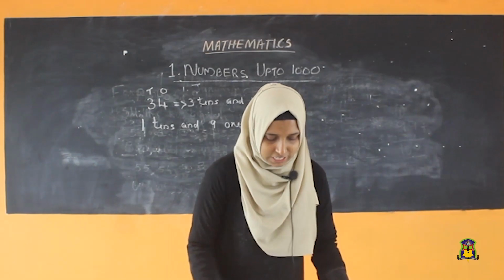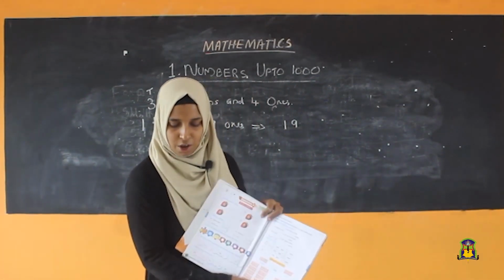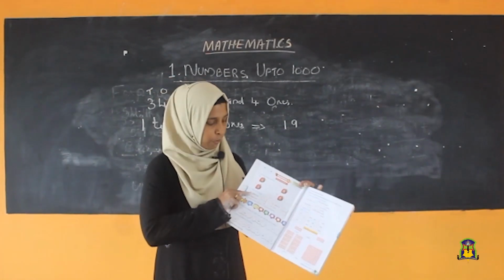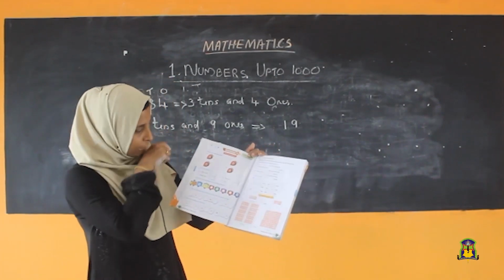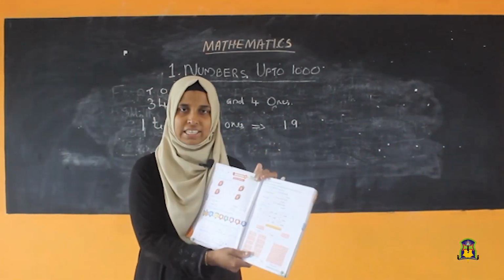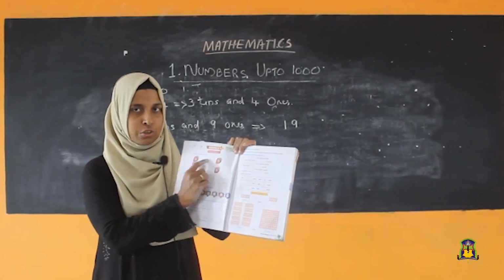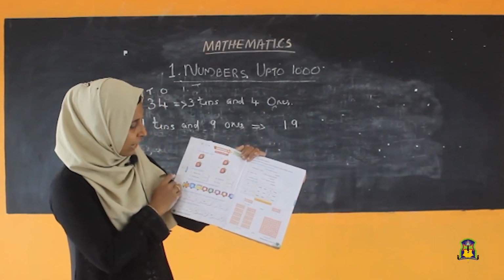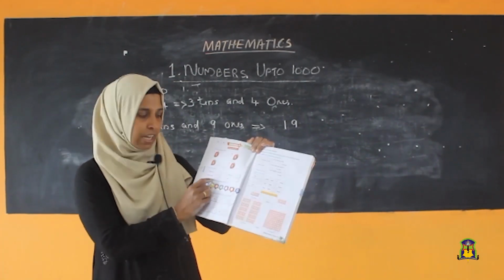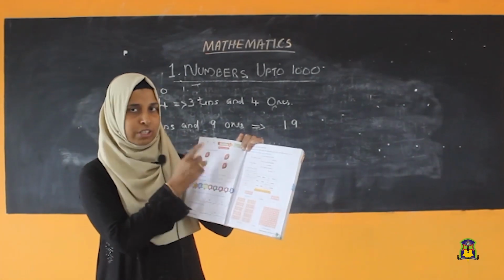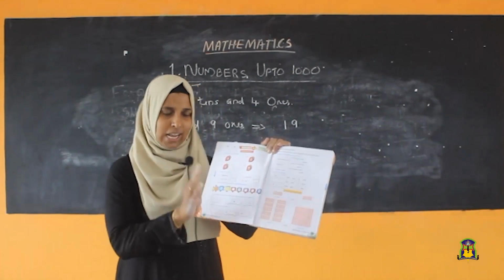So children, take your text, then exercise 1. In exercise 1, first one, write the number names. In this, you have to write in the text itself. A, B, C, D, do it as homework. Next children, second one, write the numbers here. A and B, I have done for you. Then C and D, do it as homework in the text itself.